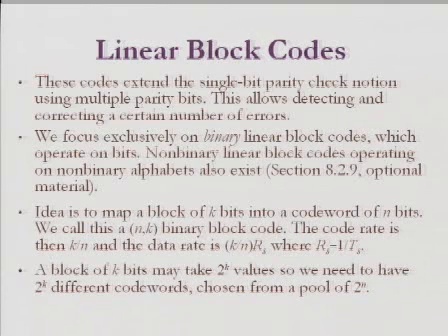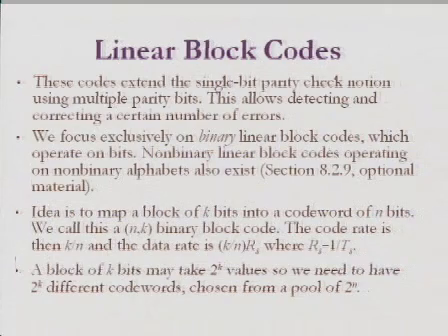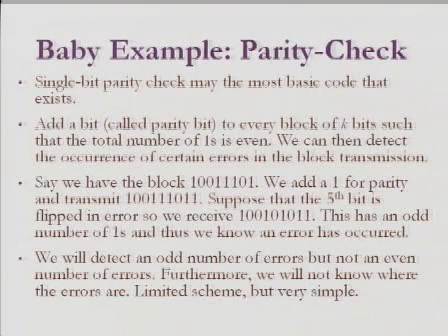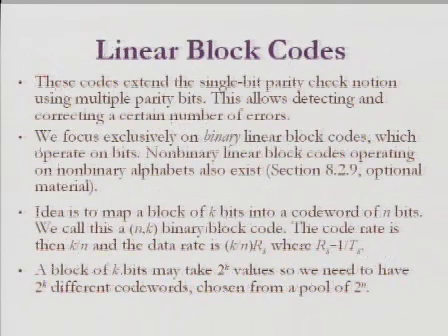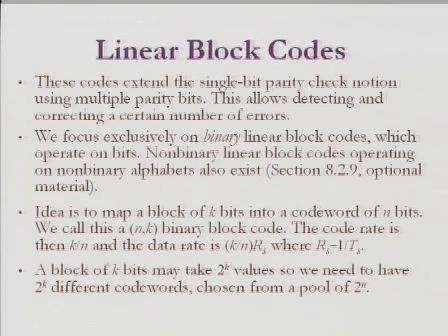So the idea here is to map a group of k bits into a code word of n bits. Okay, so this baby example that we were saying was mapping k bits into k plus 1 bits. Now we're going to make that more general and say we're going to map k bits into n bits. So we're going to call this an (n,k) binary block code. So the baby example we saw for the single bit parity check is a (k+1, k). Here we're going to have an (n,k), and n is always bigger than k. So the code rate is going to be defined as k over n, and the data rate is going to be k over n times R_s, where R_s is 1 over the symbol time.